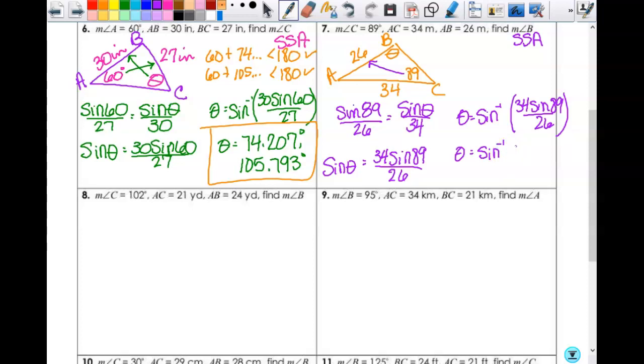But it depends. That's a tricky question. It could be just the angle, but it might not be. We'll get there. Don't worry.